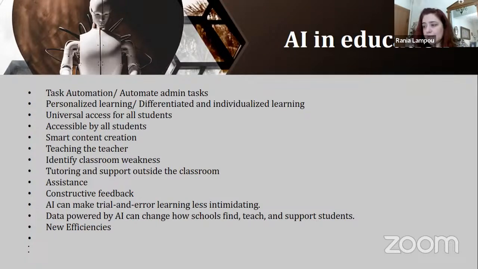We give constructive feedback. AI can also make trial and error learning less intimidating. It can also help change how students find teaching support. For instance, it can supplement teachers' daily lessons. It can assist students who are struggling and provide human interaction. So it's actually altering the way we find interactive information.